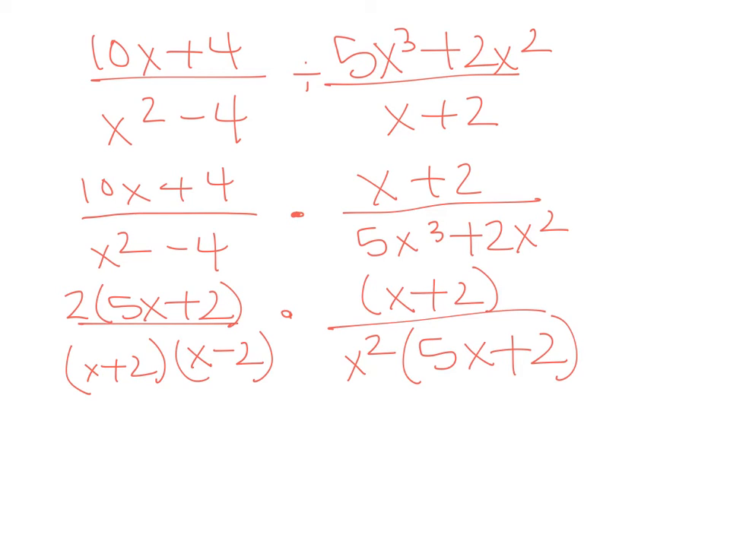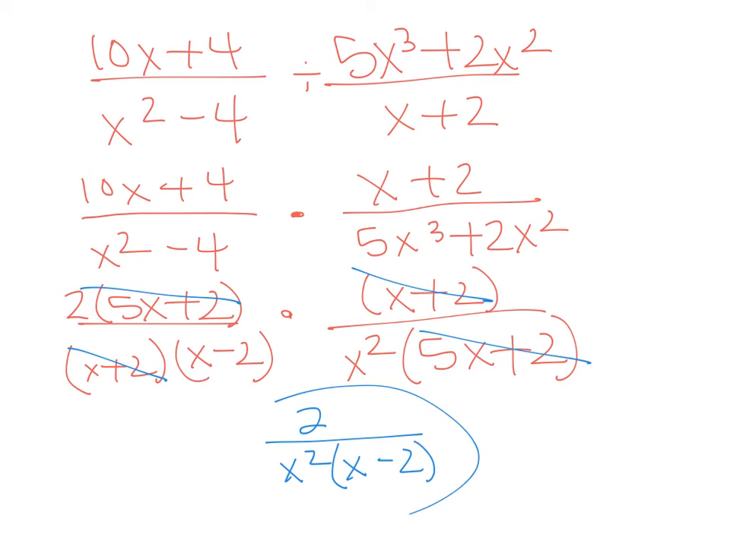Okay, now I'm ready to start looking. Is there anything that I can start marking out? Well, I see an x plus 2 and an x plus 2. I see a 5x plus 2 and a 5x plus 2. I cannot cancel out that 2 on the top and the 2 in the x minus 2 because one's a monomial, one's a binomial. So that's it. Nothing I can do. So my final answer is, on the top I have a 2. The bottom I have an x squared times x minus 2. And that's your final answer.